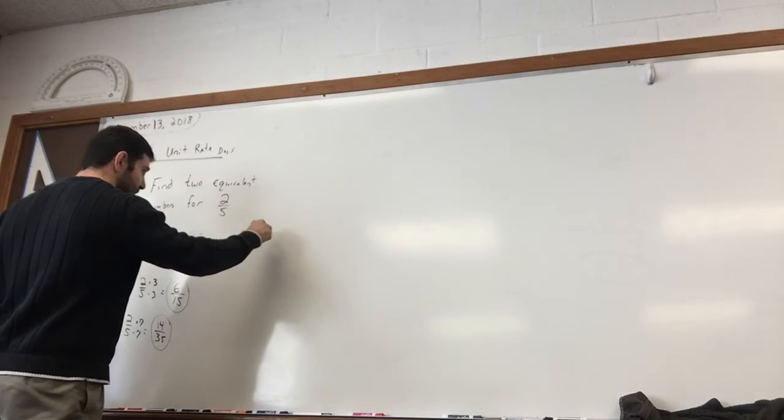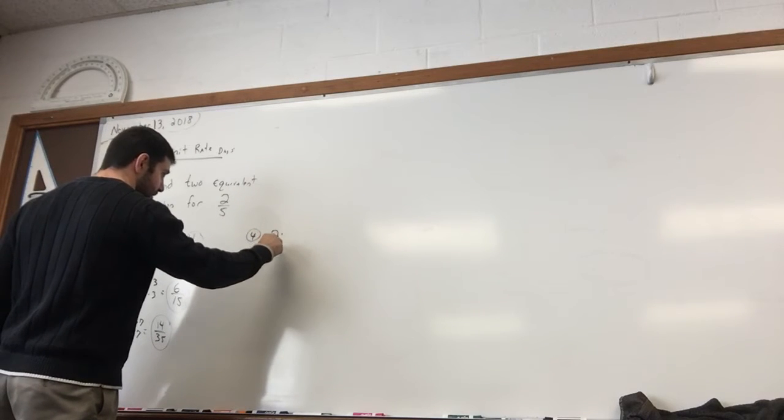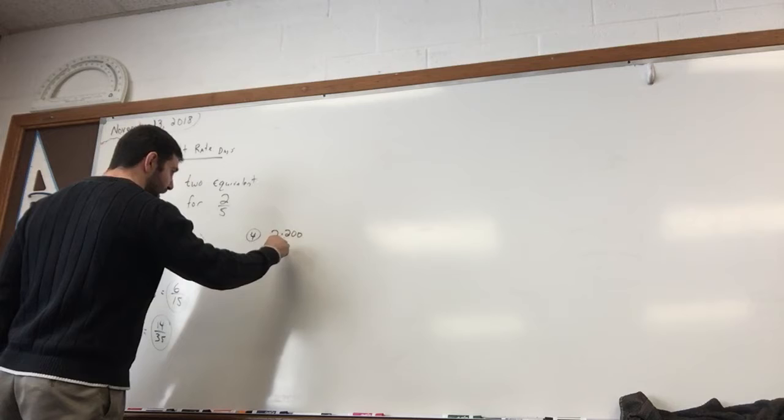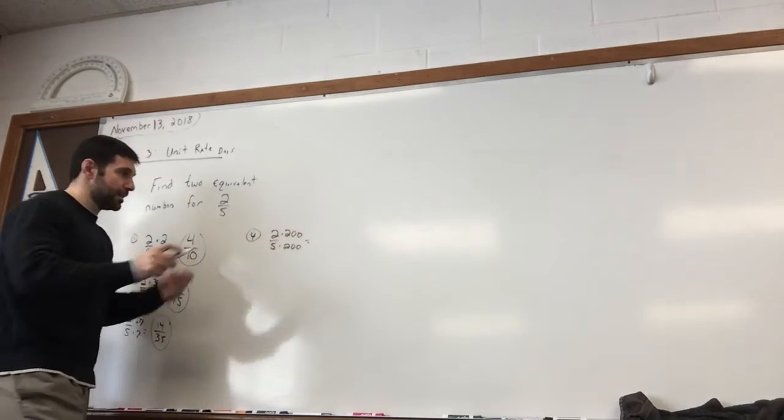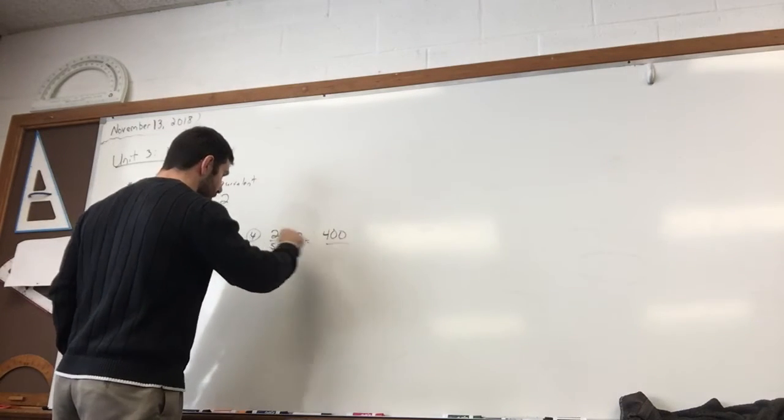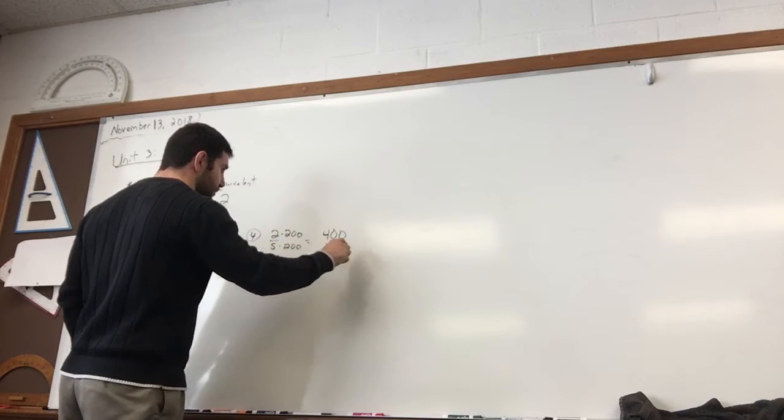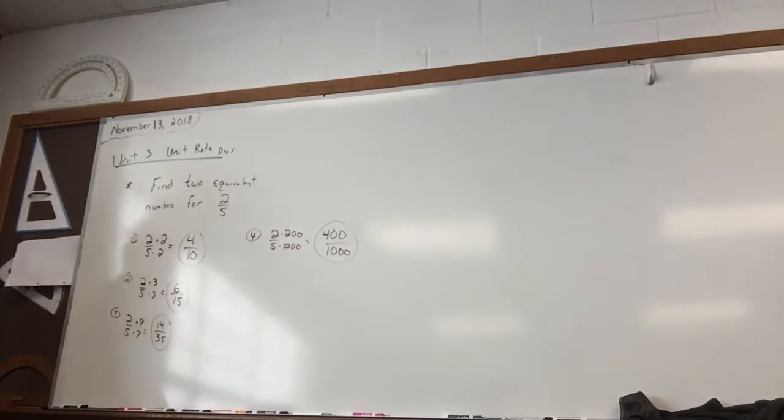Could I do this and say 2/5 and multiply them both by 200? 2 times 200 is 400. 5 times 200 is 1,000. If I simplified that, guess what? It's still equivalent to 2/5. So to find equivalent fractions, you multiply both the numerator and denominator by the same number. Questions?